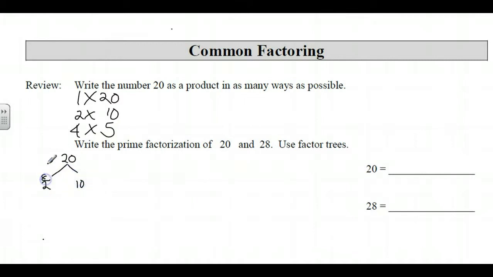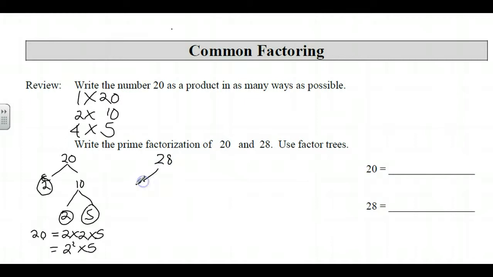2 is prime. So we're supposed to circle that. There we go, circle. And 10 is 2 times 5. And both of those are primes. So remember we factor down a tree, we circle the primes. So 20 is 2 times 2 times 5, or 2 squared times 5.